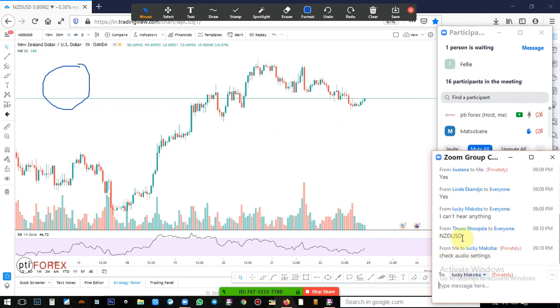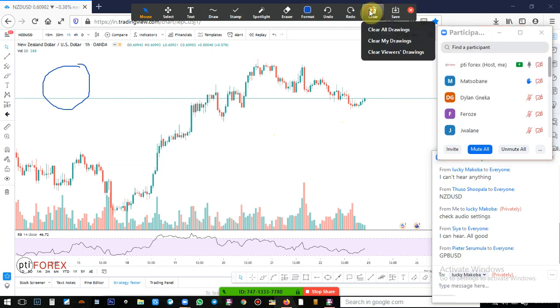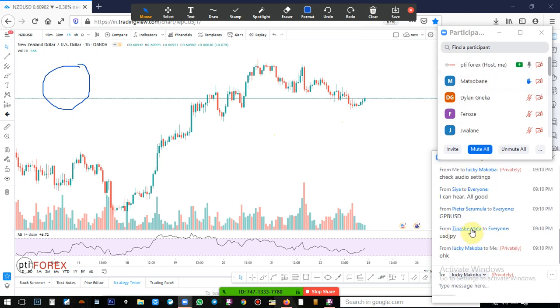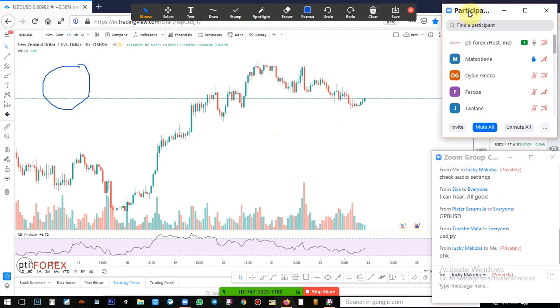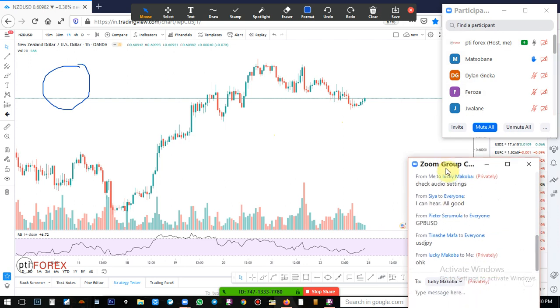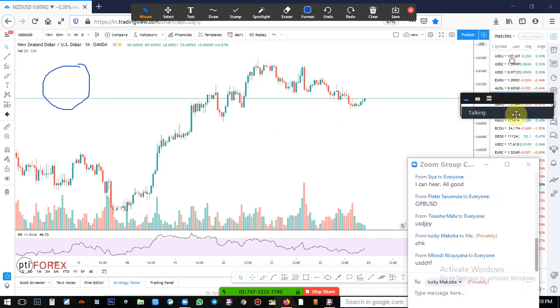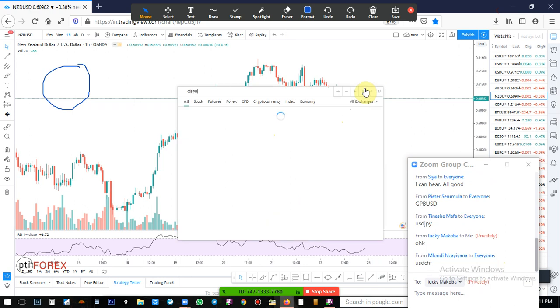Okay, New Zealand USD. Other pair, just recommend pairs, guys, so that we do not waste the little time that we have. GBP USD. Okay, that's wonderful. USD JPY. Okay, that's good. Any other pair? Okay, so let's start with the GBP USD. Okay, I see USD CHF, GBP USD.